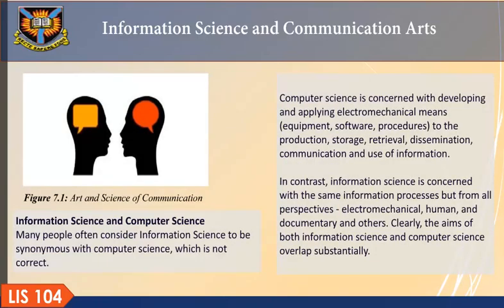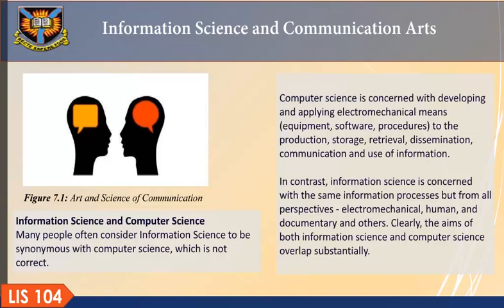Information science and computer science. Many people often consider information science to be synonymous with computer science, which is not correct. Computer science is concerned with developing and applying electromechanical means, equipment, software, and procedures to the production, storage, retrieval, dissemination, communication, and use of information. In contrast, information science is concerned with the same information processes, but from all perspectives, electromechanical, human, and documentary, and others.